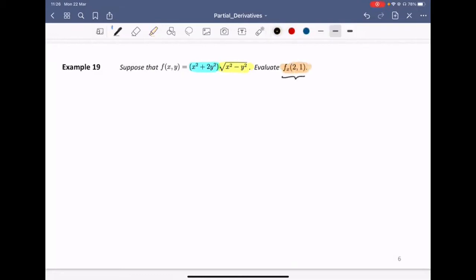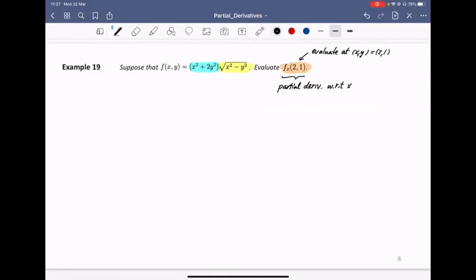So this notation means partial derivative with respect to x, because it's just f and then subscript x. So this is the partial derivative with respect to x. And then (2,1) here means that once you compute it, you evaluate at the point (2,1). All right, let's see how to compute this thing.